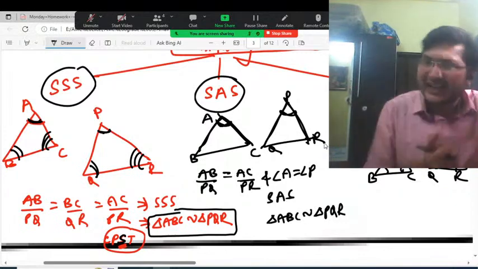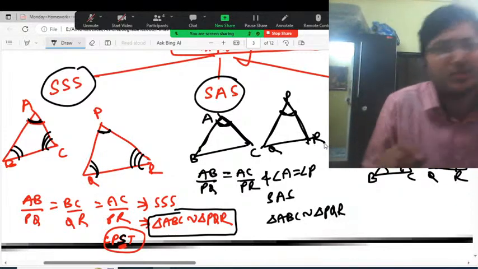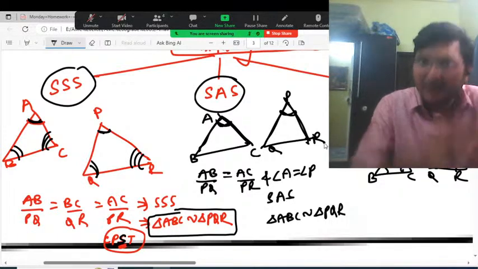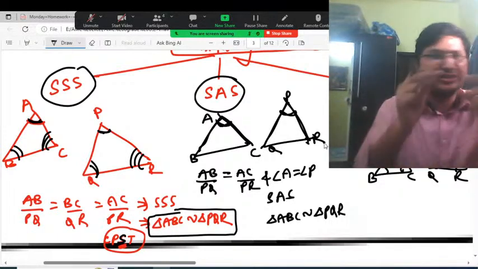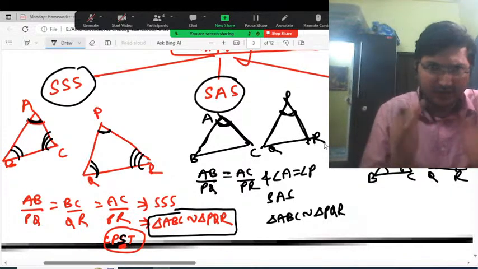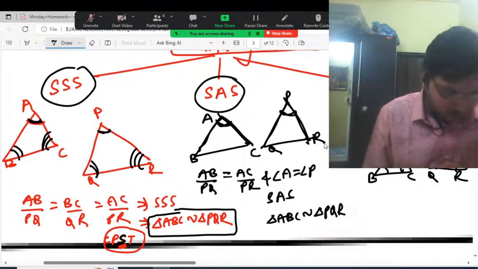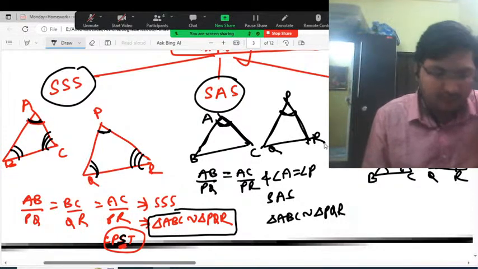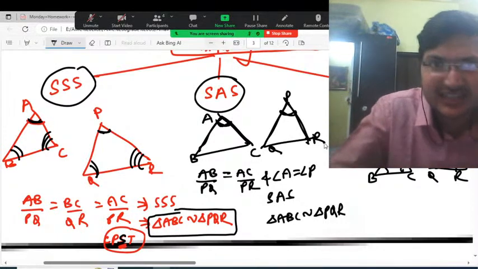Are you okay with this criteria? In this way we prove those triangles similar. If they are not given to be similar, then we use these criteria. Are you okay with this? Okay, fine. Now let's consider that question.